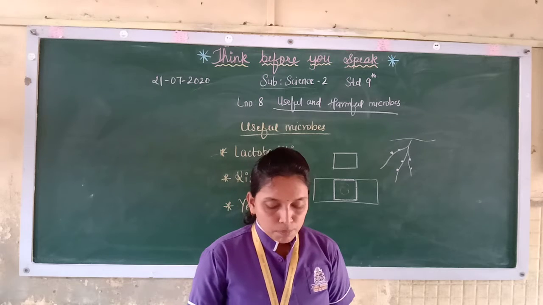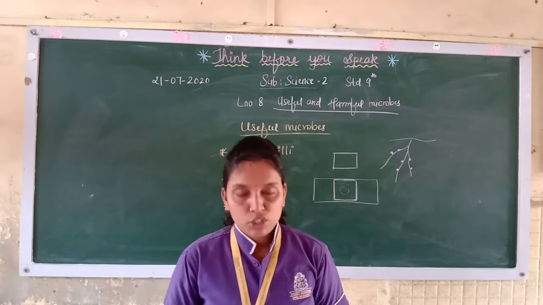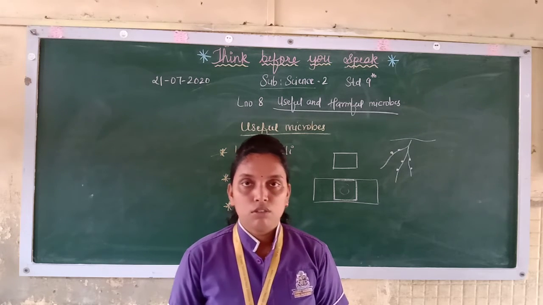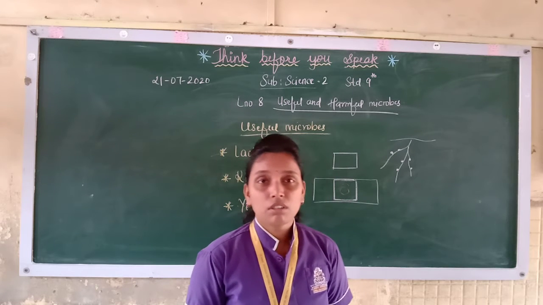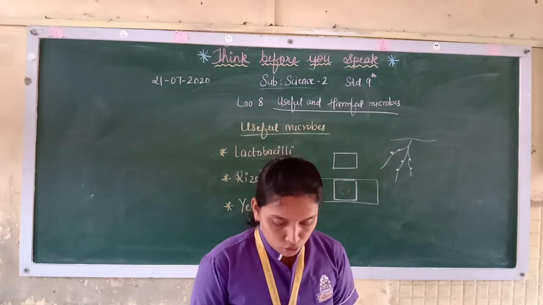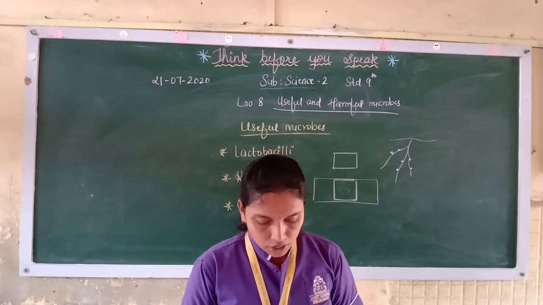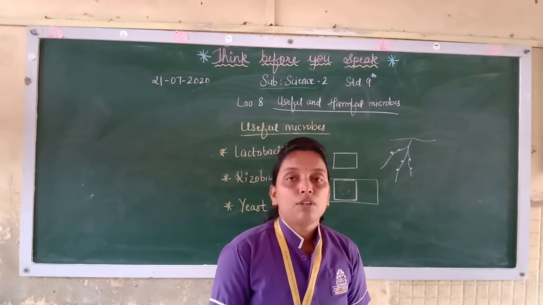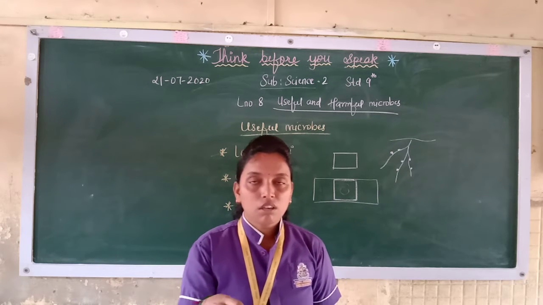Mix a spoonful of yeast and two spoonfuls of sugar with a sufficient quantity of lukewarm water in a bottle. So take a bottle, put yeast in that, put sugar also. Then fix a colorless transparent balloon on the mouth of that bottle. Now after putting that, you have to put a colorless balloon on the mouth.